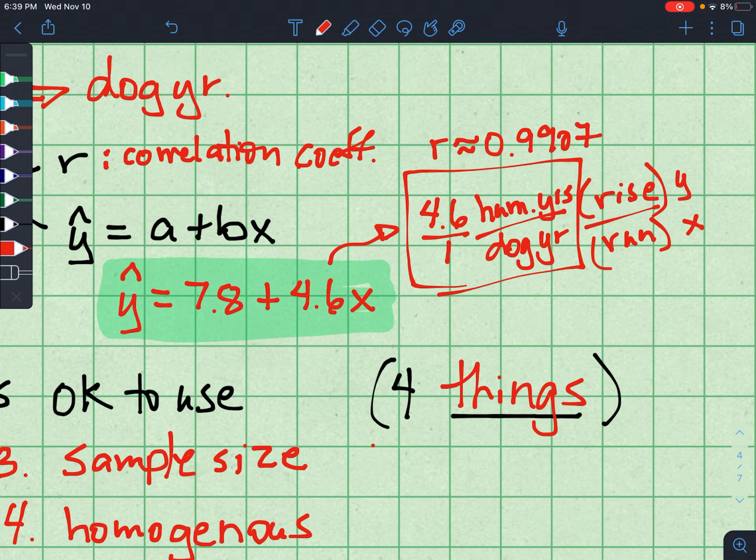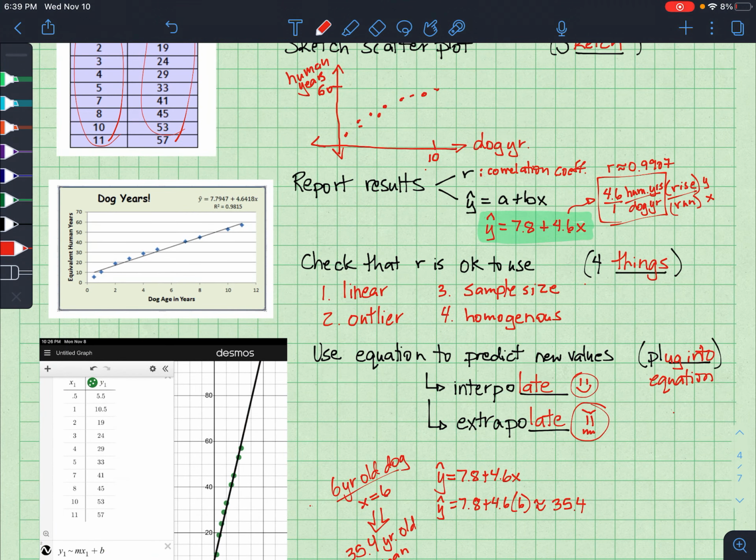Good luck with your homework. Hopefully you are able to do those problems using the software Desmos, remember. Plug in the data, report your results, interpret your answers, use your equations.